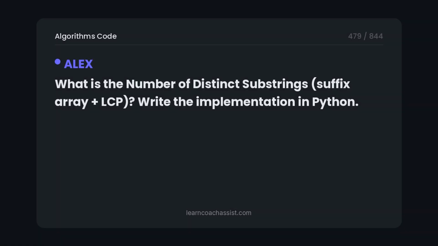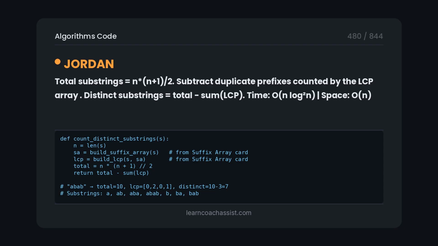What is the number of distinct substrings, suffix array plus LCP? Write the implementation in Python. Total substrings equals n * (n + 1) / 2. Subtract duplicate prefixes counted by the LCP array. Distinct substrings equals total minus sum of LCP. Time O(n log^2 n), space O(n).